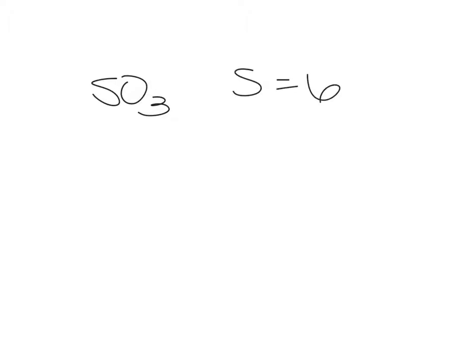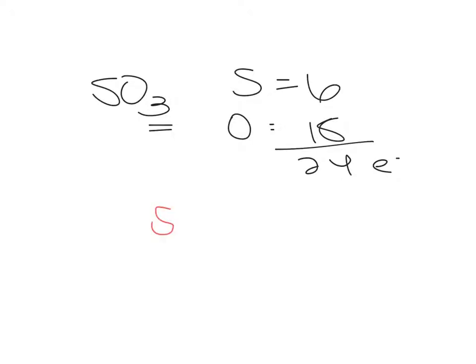Sulfur has 6. Oxygen each has 6, and we have 3 of them, so that's a total of 18. So that means we have a total of 24 electrons that we need to account for in the Lewis dot structure. So let's start by drawing our sulfur. Then we're going to draw our oxygens. Always start with a single bond and kind of see where you're at.